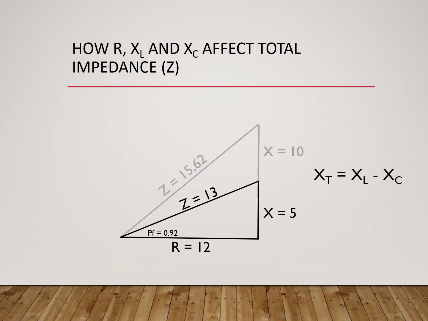One thing we should understand by now is that my X total is going to be the difference between my XL and my XC. And if my XL component is larger than XC, I have a lagging circuit. However, if my XC is larger, then I have a leading circuit, and I need to make sure I represent that in my drawings.